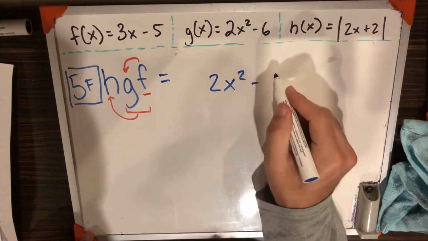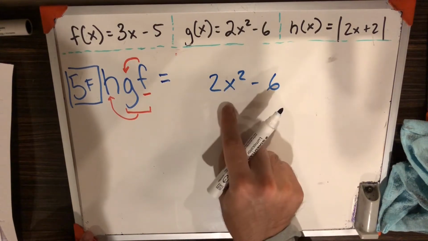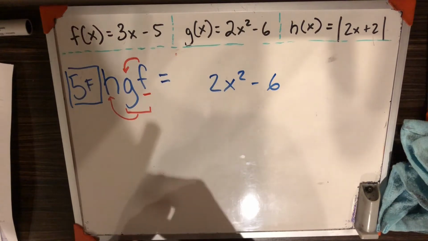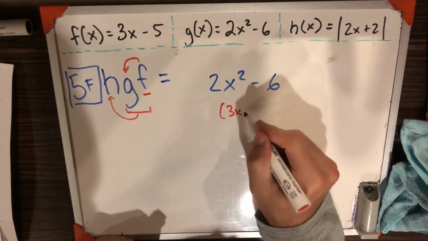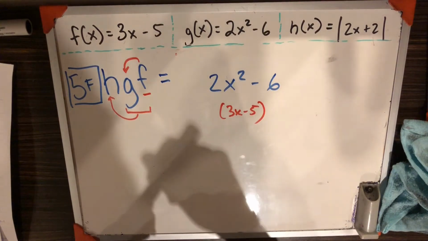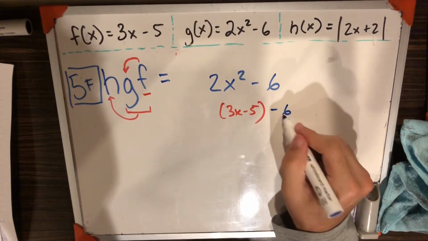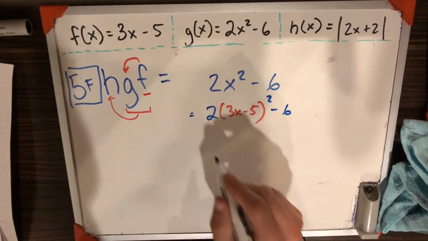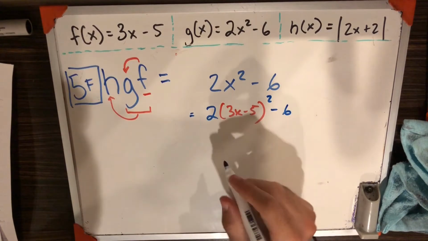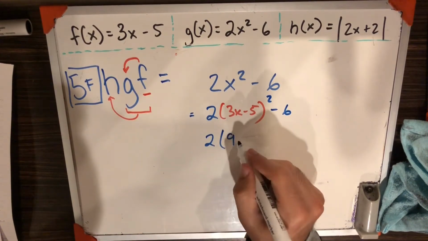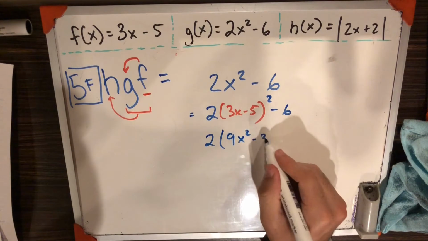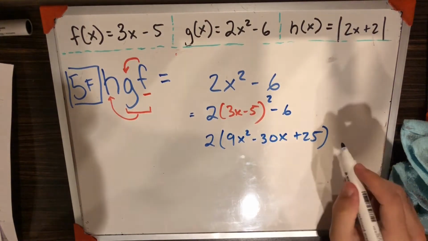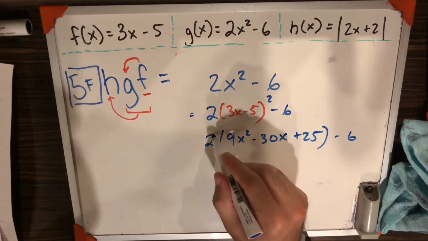So g is 2x squared minus 6. I know I'm putting f into g. Okay, what is f? Well, f is 3x minus 5. Okay, I've put f into g. So let's keep going with this. 3x minus 5 squared. Okay, let's see what that is. 9x squared minus 30x plus 25. Again, I just FOILed. Minus 6.